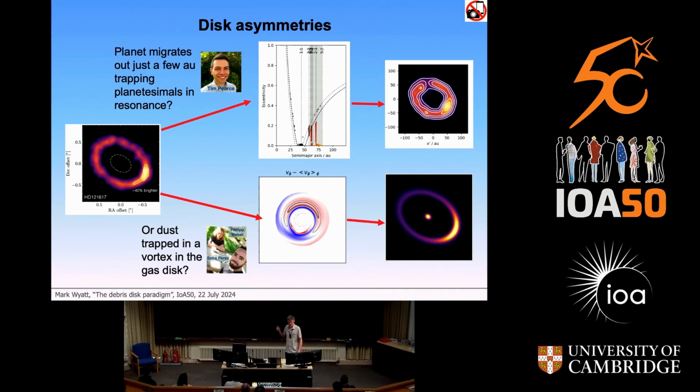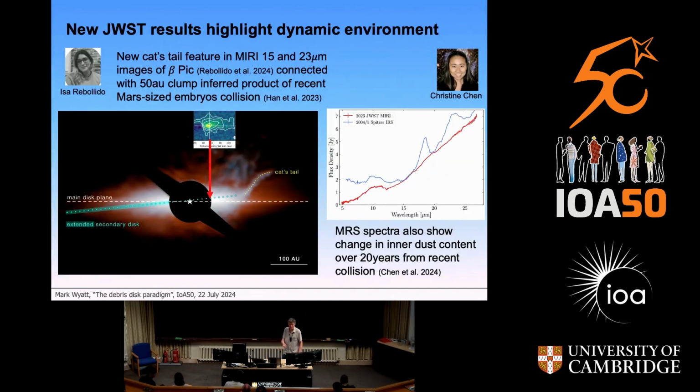So we'll have to wait and see which one of these explanations is correct. Okay, so before I finish, I wanted to show you some of the exciting JWST results that are coming out. These are a couple of results on Beta Pic that are showing that debris disks, while I've been explaining them in a paradigm where everything is evolving in steady state, some debris disks are very dynamic environments.